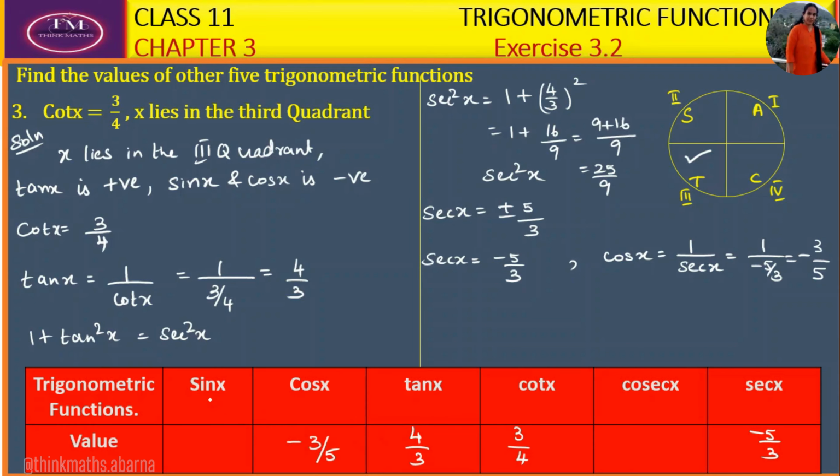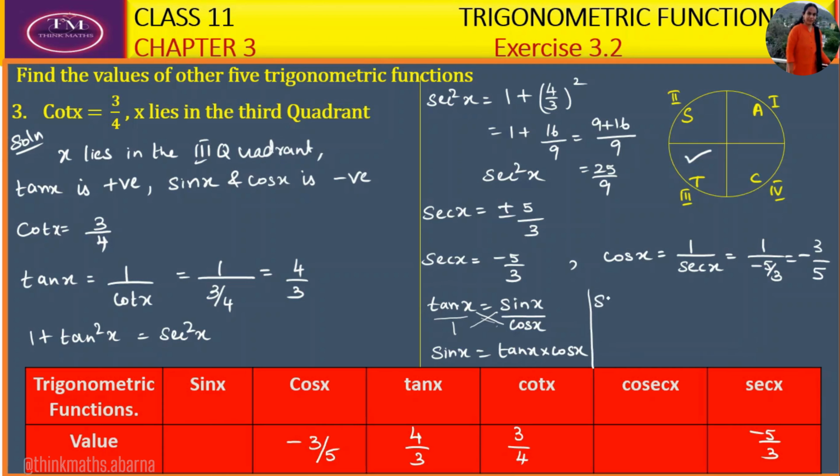Now we have to find out sin x and cosecant x. Either you can use 1 plus cot square x equal to cosecant square x, or you can use tan x equal to sin x by cos x. We know tan x as well as cos x. Just if you cross multiply, you will get sin x. So this is tan x by 1. Cross multiplying, 1 into sin x equal to tan x into cos x.